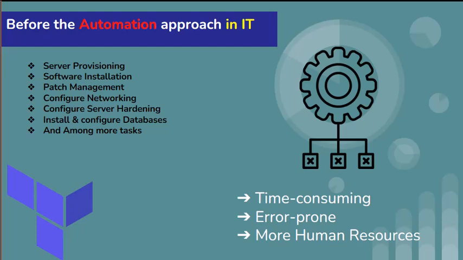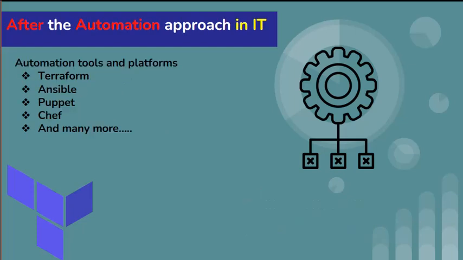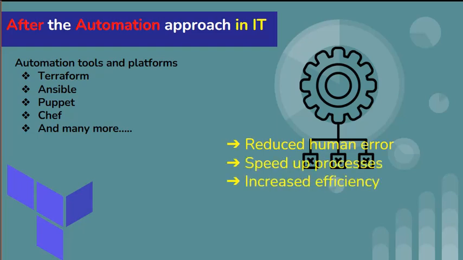And after automation came to the IT industry, what changes happened? Let's understand. After the automation in IT, many of these routine tasks were now automated, allowing IT teams to focus on more critical projects that add value to the businesses. Automation tools and platforms can help reduce human error, speed up processes, increase efficiency, resulting in cost savings, quicker change and reduced downtime, resulting in improved service delivery and better customer satisfaction.